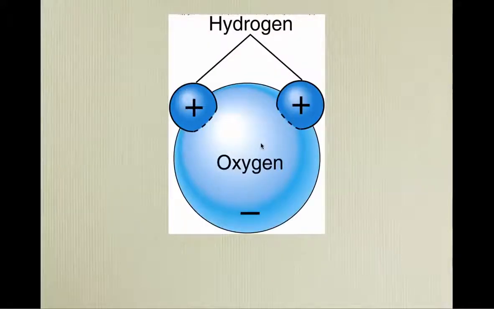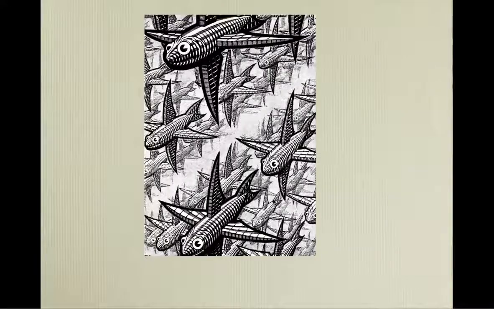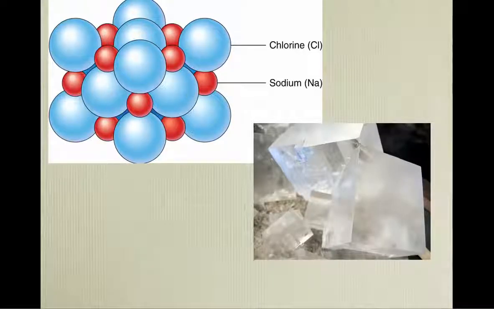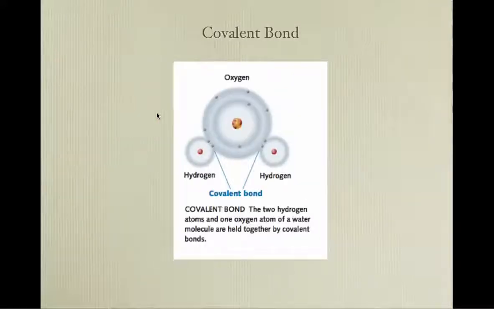Okay, how do you get molecules out of atoms? Well, here is a cute little frog or a water molecule. Here's hydrogen and here's oxygen. Here is sodium, which is positive, and chlorine, which is negative. They start stacking up like building blocks. Here's what happens when you stack up chlorine and sodium again and again. You get salt crystals, cubes. Here's what happens when you stack up oxygen, which has a -2 charge, and silicon with a +4 charge. You end up with what's called a tetrahedron, and that forms the basis of a lot of geology.